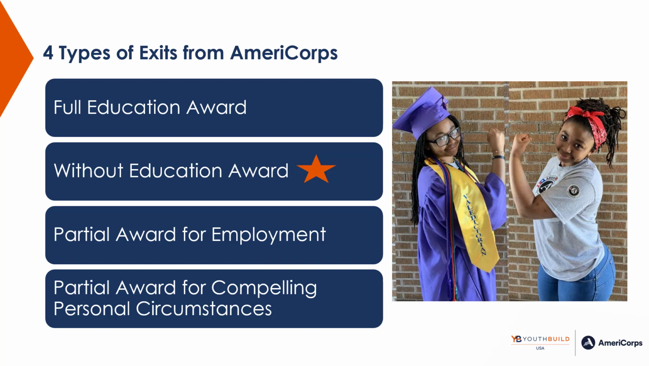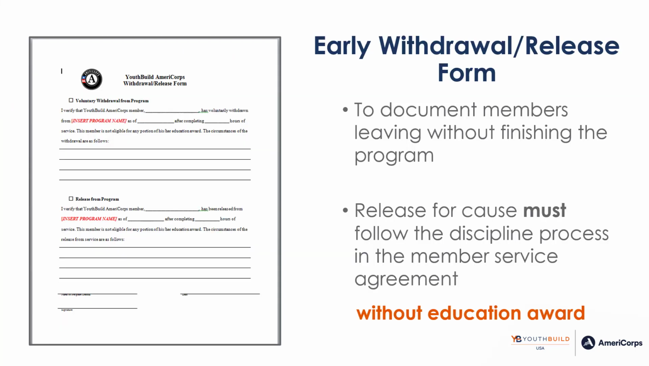Exits without education awards. This is the type of exit you will use when a member voluntarily withdraws from your program or you need to release a member from your program. In these cases, you should use our early withdrawal release form to document that the member left without finishing the program and what happened. This form needs to be kept in the member's file. A quick reminder, a release for cause must follow the discipline process that was outlined in the member service agreement that both staff and members signed at the time of their enrollment.